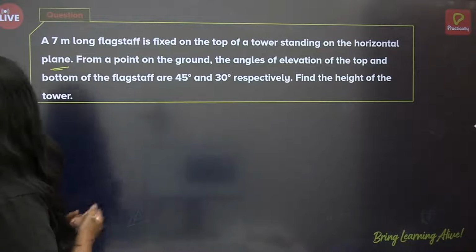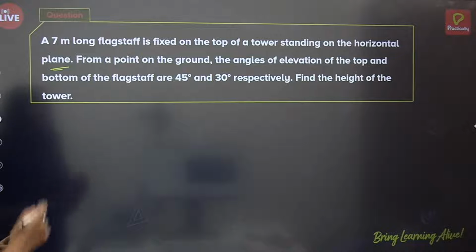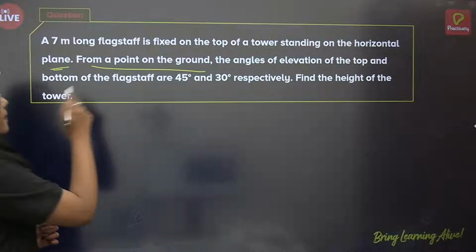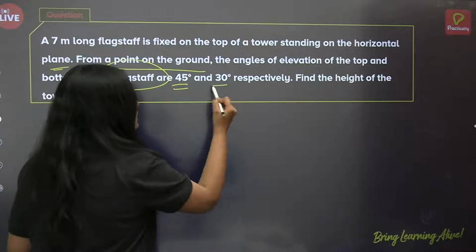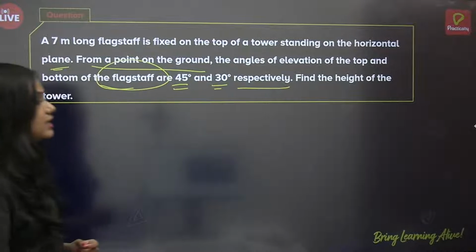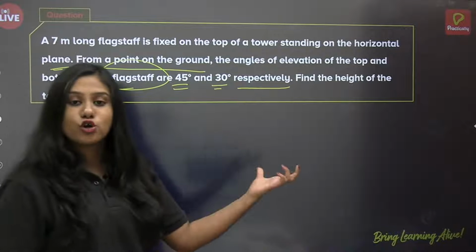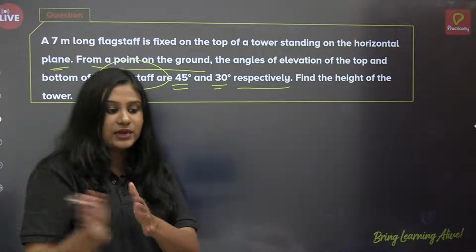Now, a 7 meter long flagstaff is fixed on the top of the tower standing on the horizontal plane. From a point on the ground, the angles of elevation of top and bottom of the flagstaff are 45 degrees and 30 degrees respectively. Find the height of the tower. So always make sure you read words like respectively, that is one after the other, right?